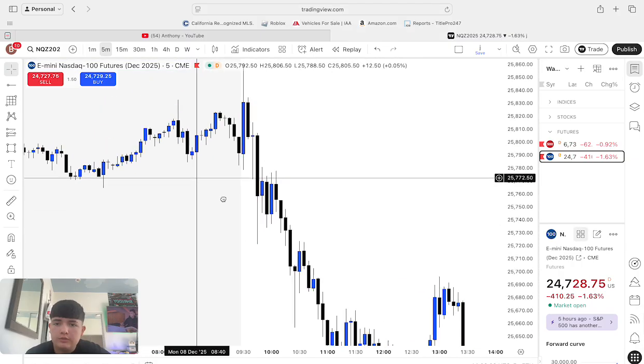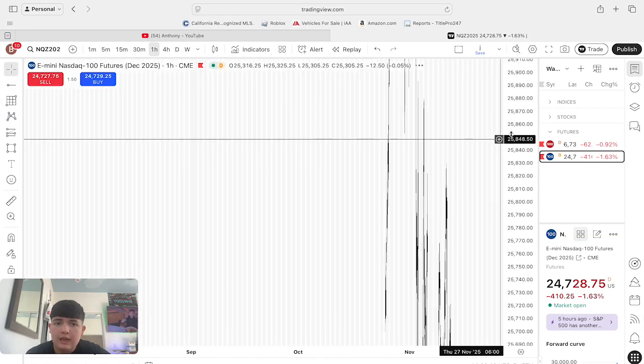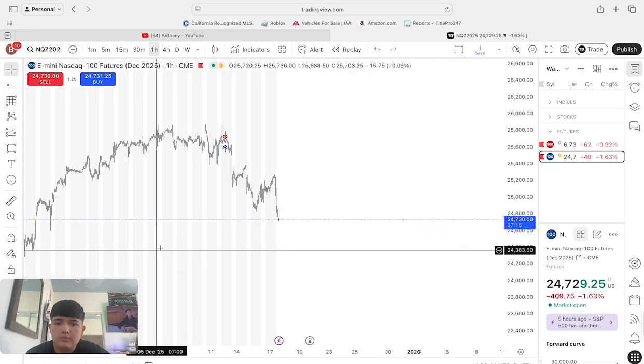You guys can use order blocks for everything. You guys can even find order blocks in the hourly. You guys can even predict the market days before.